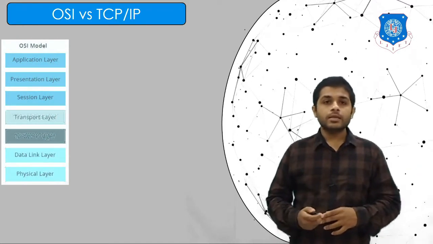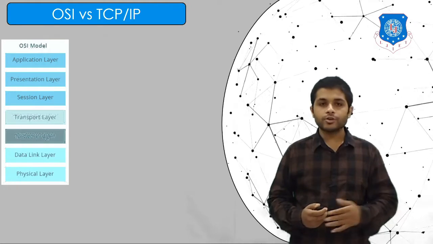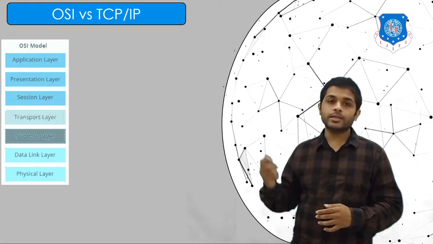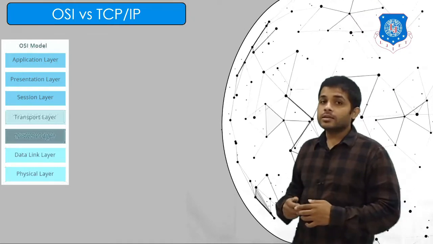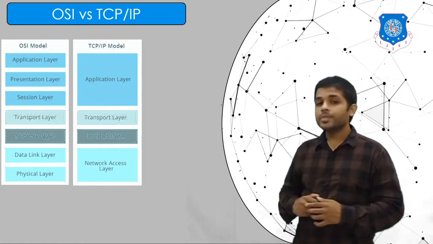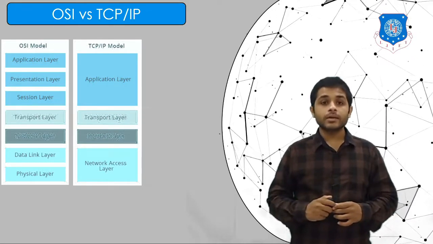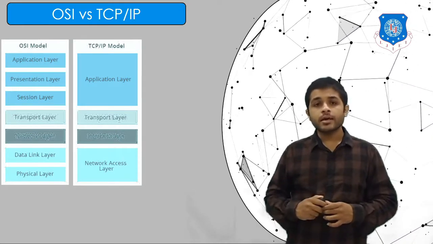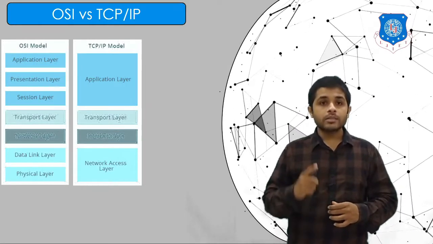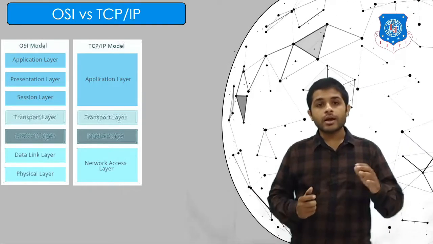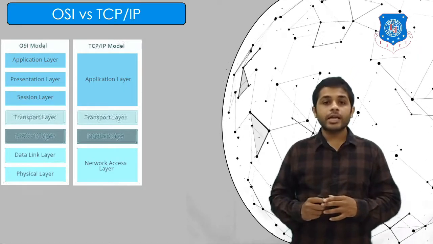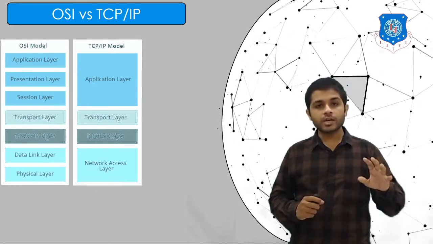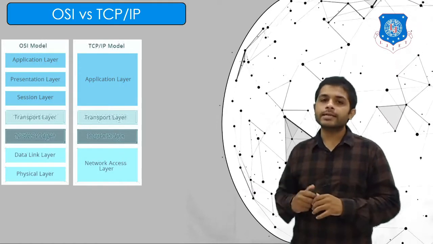You can see that in the OSI model there are 7 layers, as you know: the physical layer, data link layer, network layer, transport layer, session, presentation, and the application layer. The TCP/IP model has 4 layers: application layer, transport layer, internet layer, and the network access layer. So you can say that in the OSI model, the data link layer and the physical layer are combined together and called the network access layer in TCP/IP.